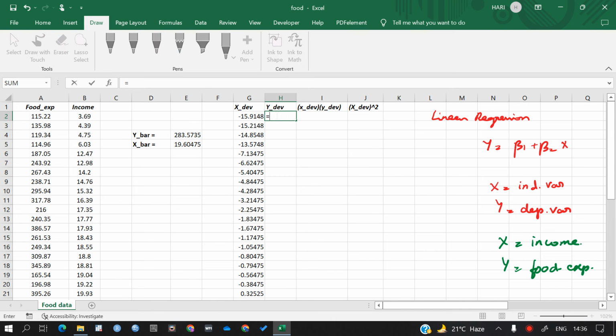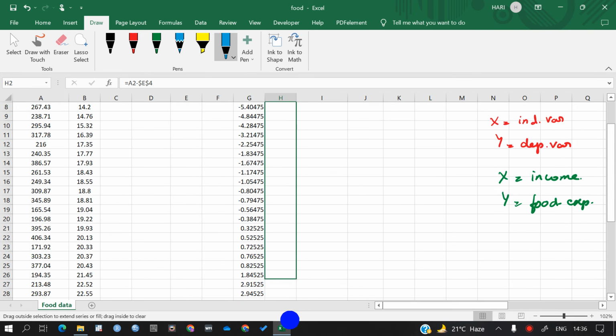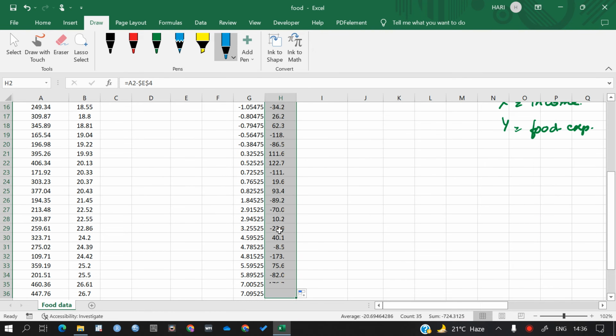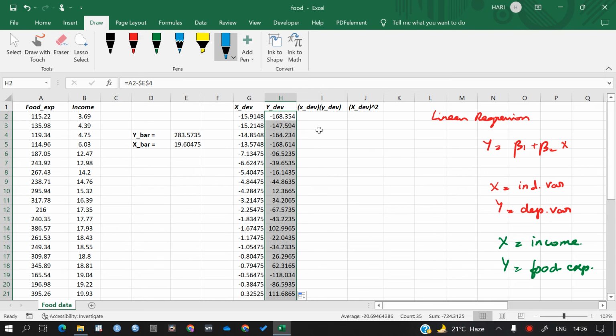Similarly, we need to do it for y deviation. Y deviation is y, what is y? Food expenditure minus y bar, which we have calculated here. So this is the y deviation for the first unit of food expenditure. Similarly, we need to apply it for all the units of food expenditure here. So here also I'm going to make this E4 cell constant by adding a dollar sign. So now after adding, you can apply to all the cells for which you need to calculate the values. So now we have calculated the value of y deviation for all the units of food expenditure.